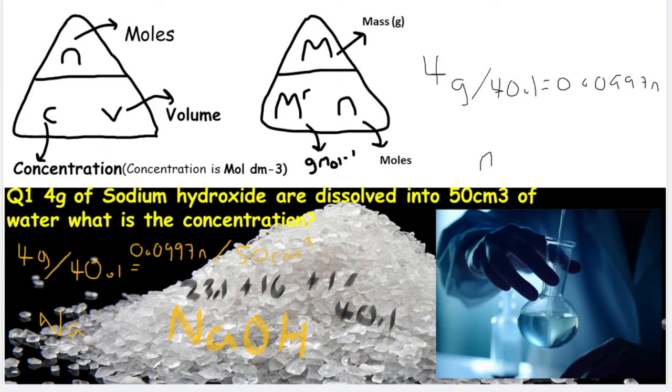I then need to do my moles divided by the volume. We just have to remember to divide our volume by 1,000 because we don't use centimeters in these equations. So we're going to do n over V equals C. Moles divided by my volume, V equals 0.05 decimeters. So I divide by 0.05, and we get our answer.